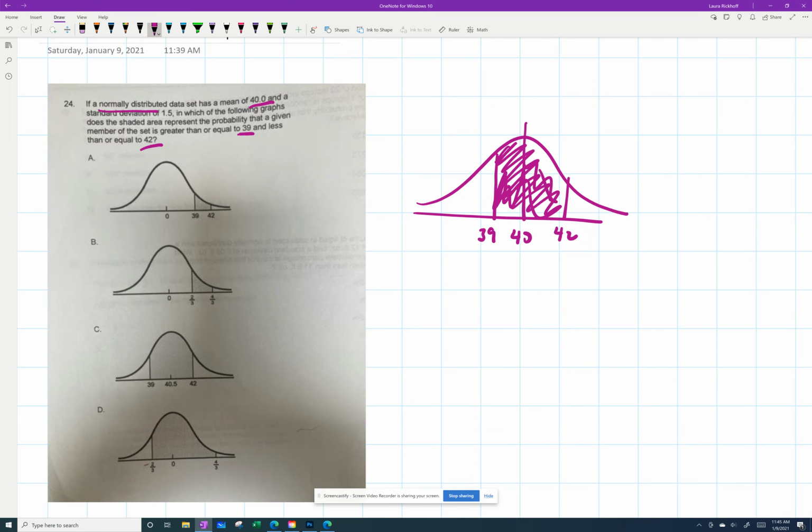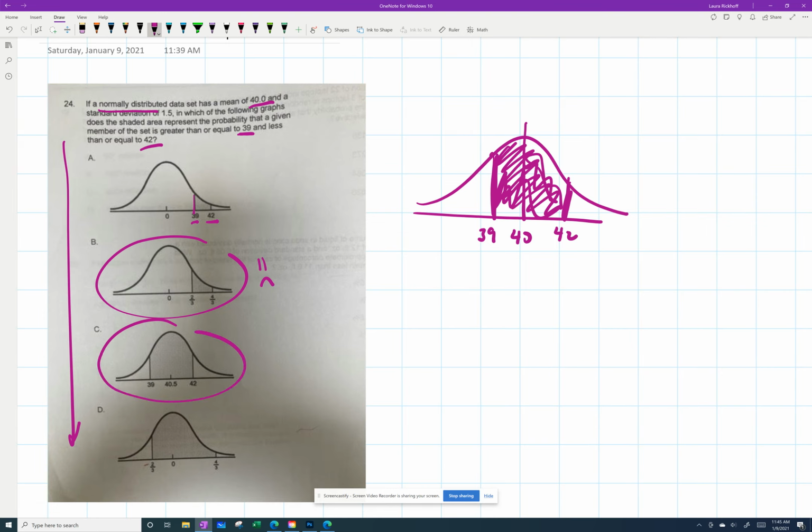And so we go look at our options, and we're like, well, that one doesn't look right. If you're going to use 39 and 42, the mean isn't 0, and 39 is certainly less than the mean, so this one's just really not happy. This one doesn't look right because we know one is on the left side of the mean and one is on the right side of the mean, so this is not happy as well. This one comes close, but what's that 40.5 doing in the middle?